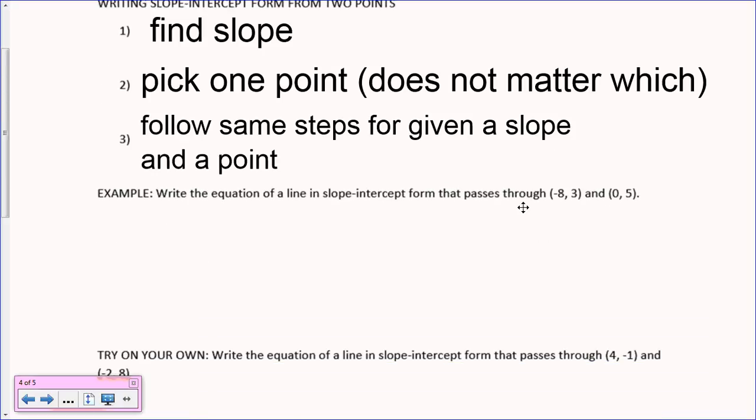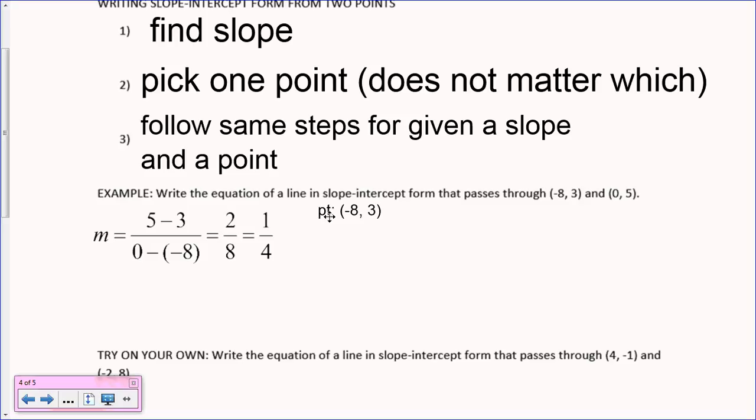We have 2 points. So I go ahead and I find m. I get 1/4. 5 minus 3 gives me 2. 0 minus negative 8 gives me positive 8. Simplify it to be 1/4. So now I have the slope, and then I picked this point. Sorry, I picked negative 8 comma 3.